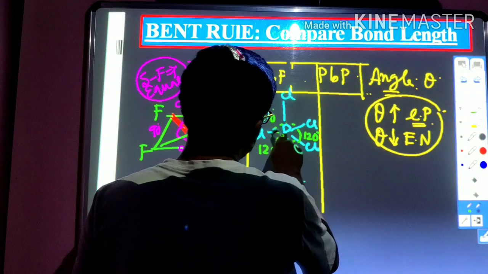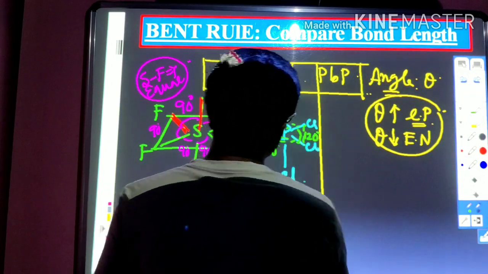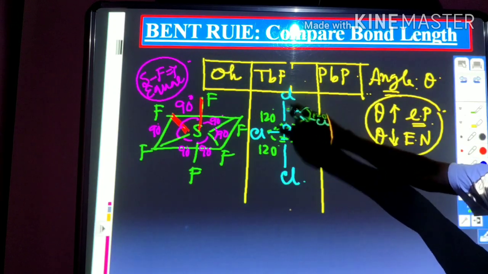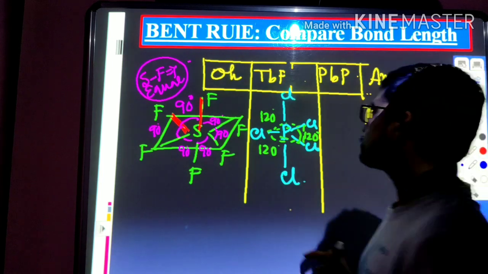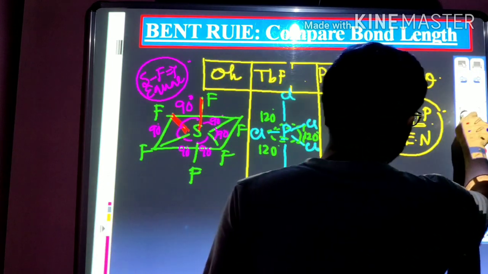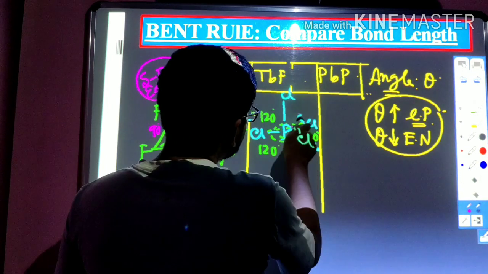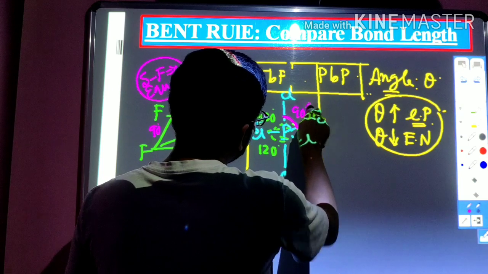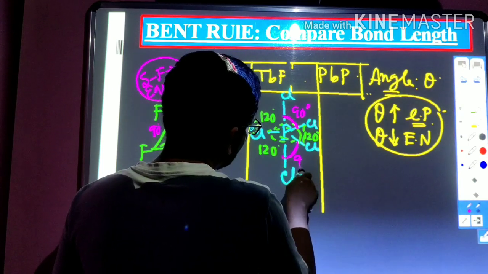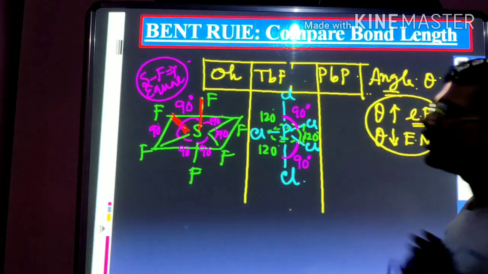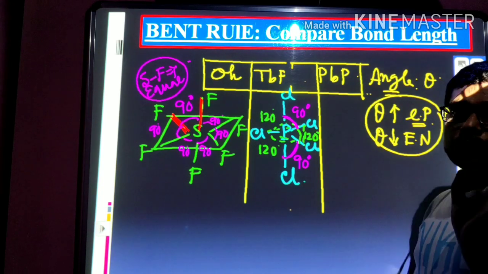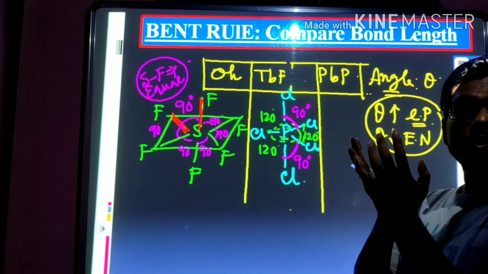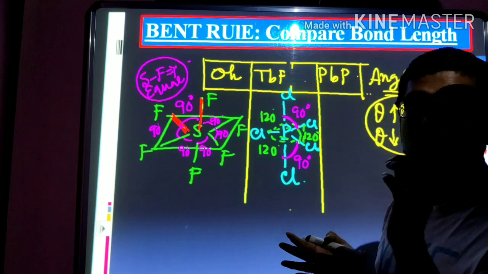This is equilateral. And this is the equatorial bond, and these are the axial bonds. And one more angle is there, it's like this. Here this angle is 90 degree, and this angle is also 90 degree. Now look very carefully at what I told: as theta increases, percentage of S character increases, bond length decreases.